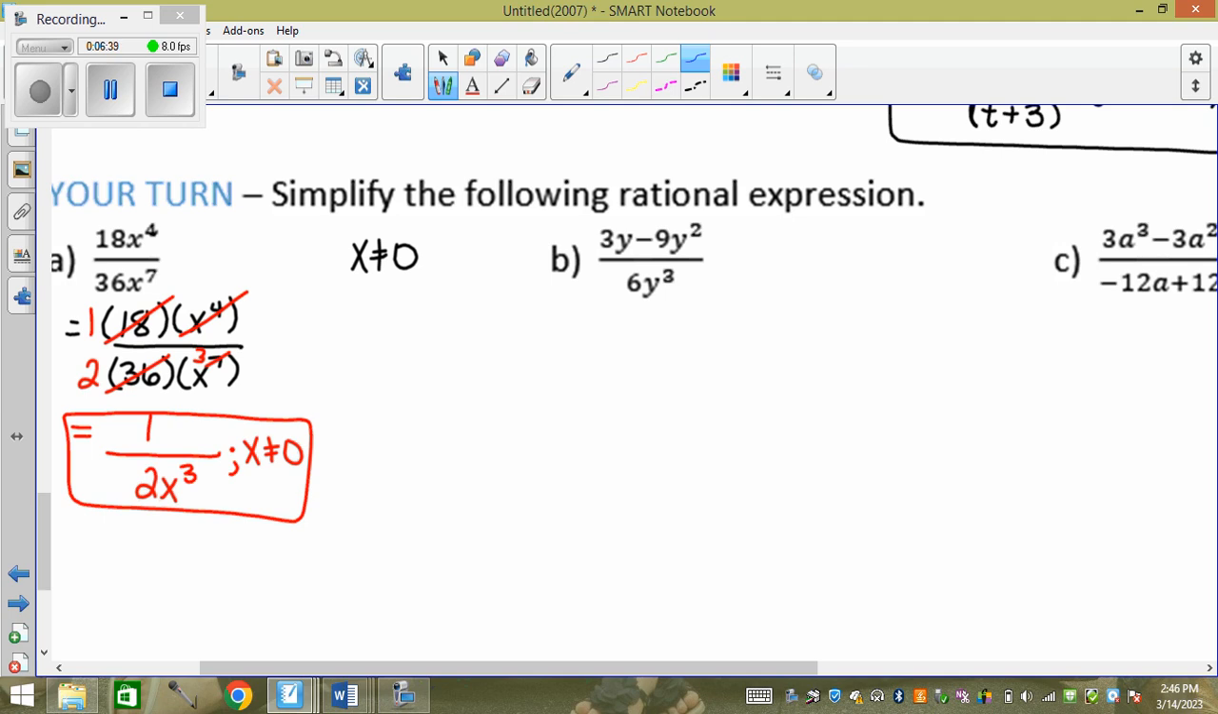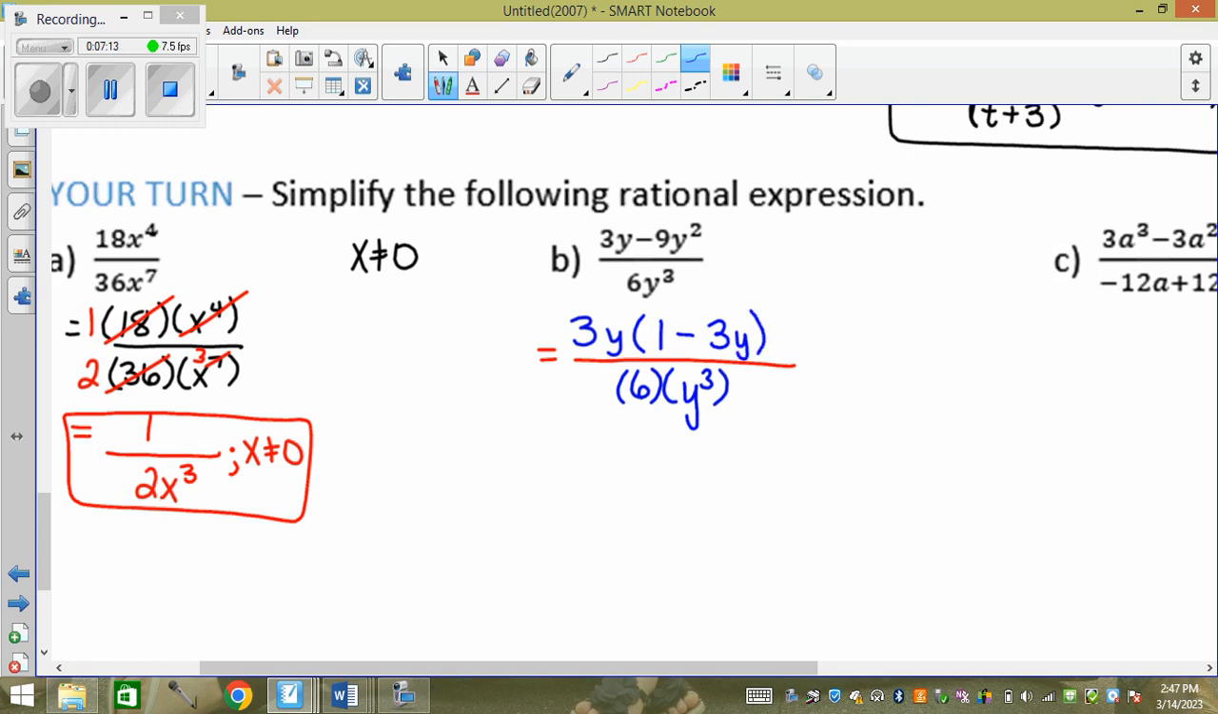So if I go to my monomial denominator, that one's the easy one to deal with. 6 goes in its own brackets. Y cubed goes in its own brackets. The numerator is a binomial, so I have to say, can I take out a GCF or difference of squares? Well, I can take out a 3 and a y. If I take a 3y out of 3y, what am I left with? 1. It doesn't just go away. 3y divided by 3y is 1, minus 9y squared divided by 3y is 3y.